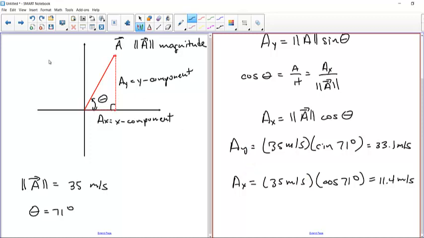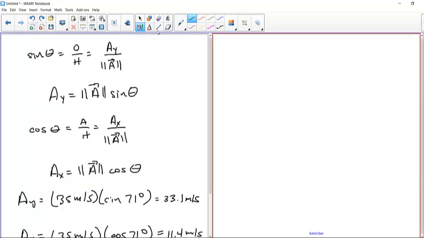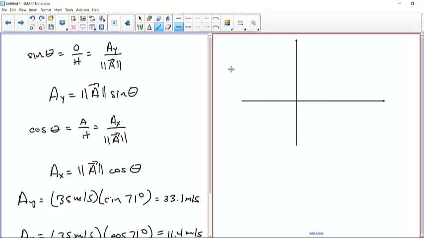Let's do another one in a different direction. So let's add a page. So let's put it in the fourth quadrant.